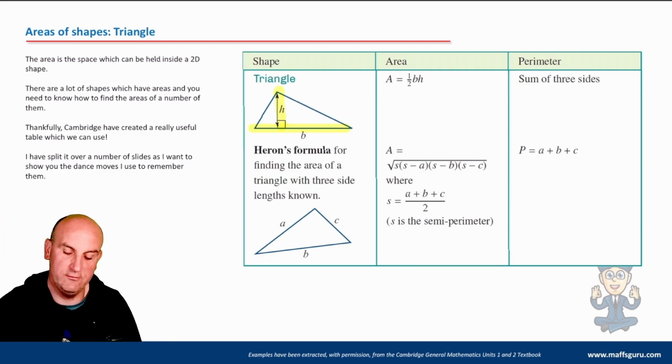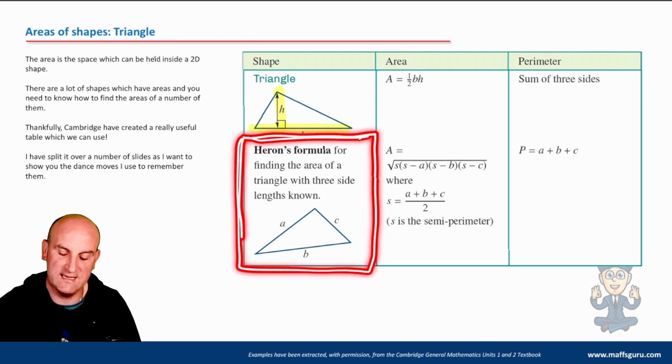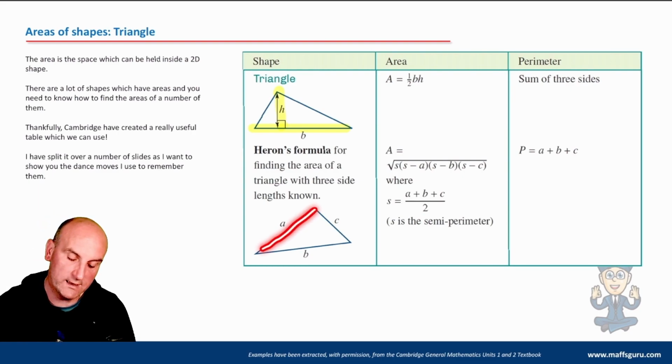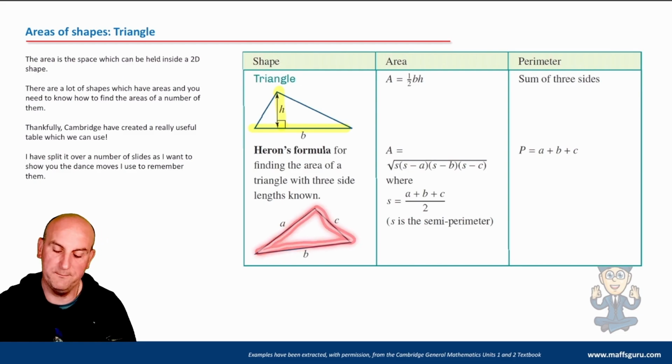Now, the other one that's really, really important is this one called Heron's formula. Heron's formula says, if I'm given a non-right angle triangle, I think it probably works with a right angle triangle as well. But anyway, if I was given a triangle with 3 sides, and all I know is the sides, then we can use this formula here, where the area is equal to the square root of S times S minus A times S minus B times S minus C.